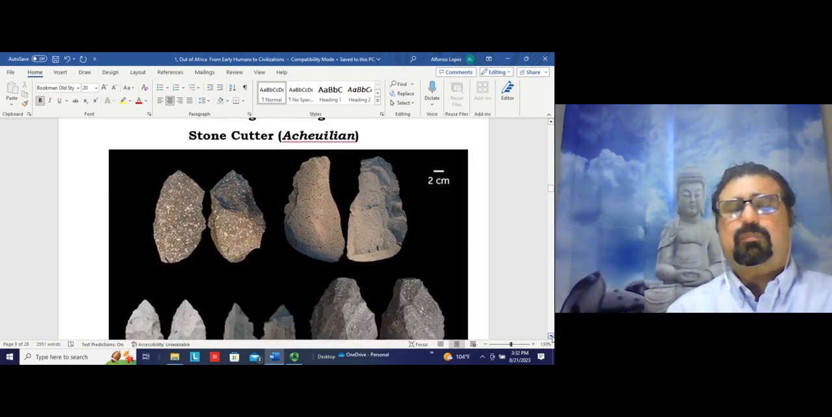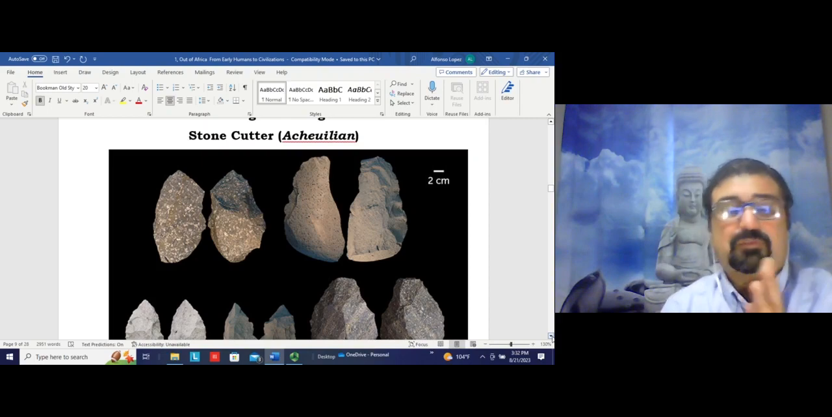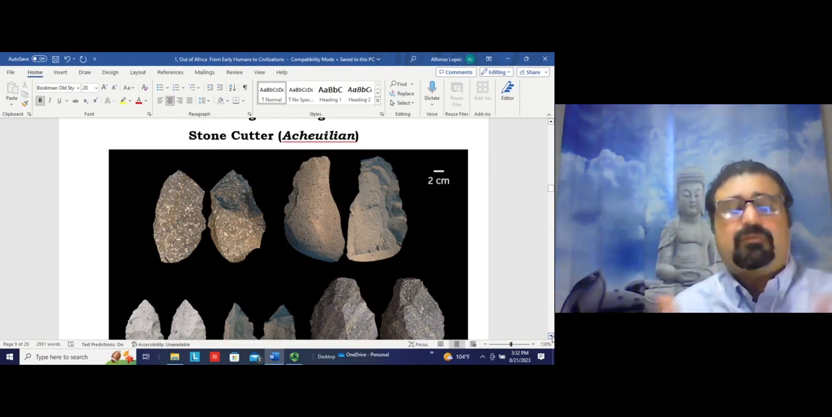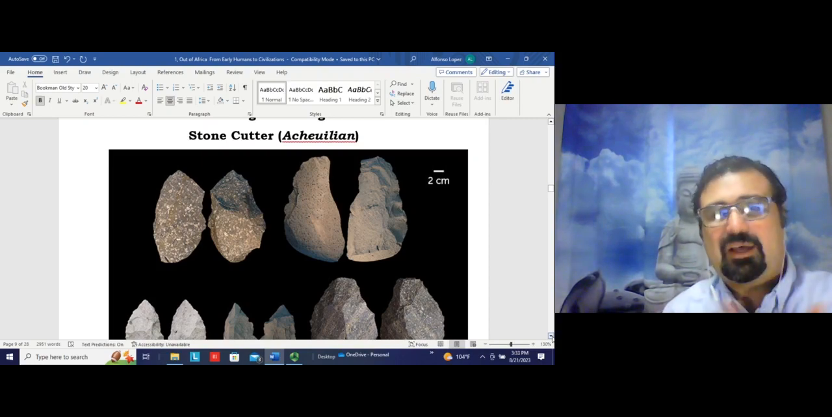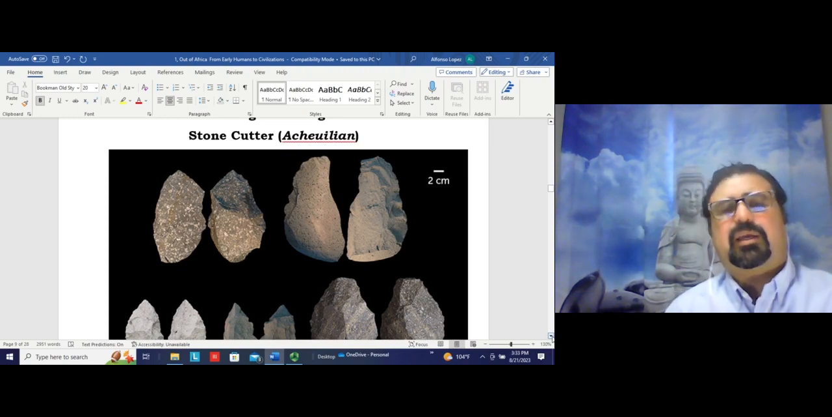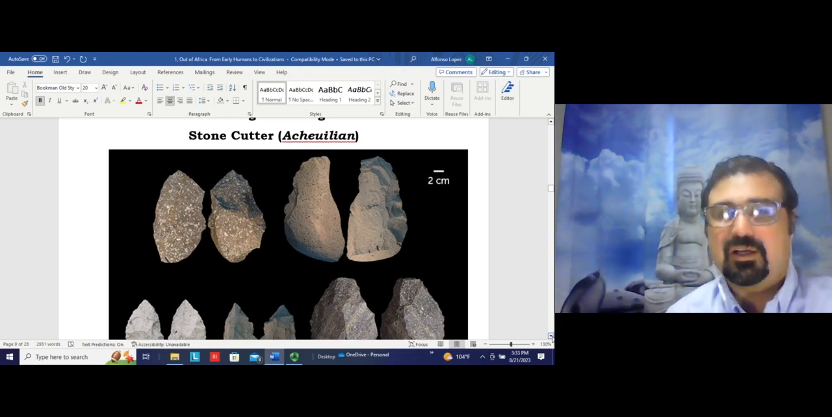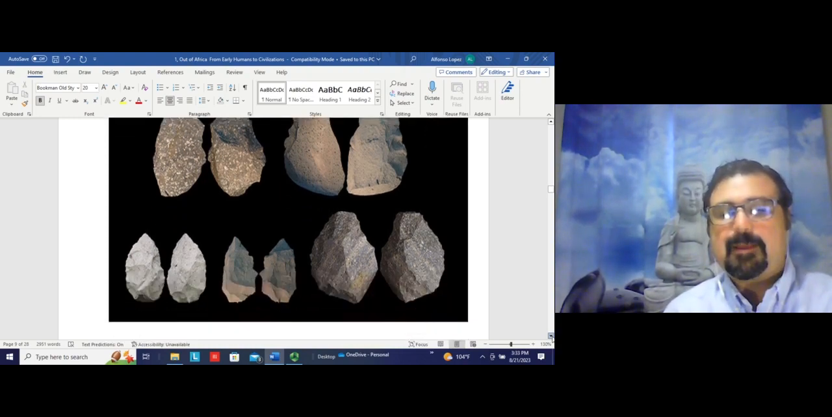Now they're going to be crafting more sophisticated tools and creating different kinds of weapons with them, axes and flints and knives that are still very crude in so many ways, but they're still, again, using a more advanced technology, the stone cutter, as it was called. Okay.